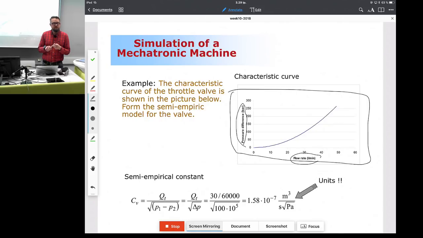Non-linear. Yes, correct. So it's a non-linear relation, because the linear relation would obviously be this one. But this is a non-linear relation. So what is that telling us? What kind of flow type are we dealing with? Turbulent.